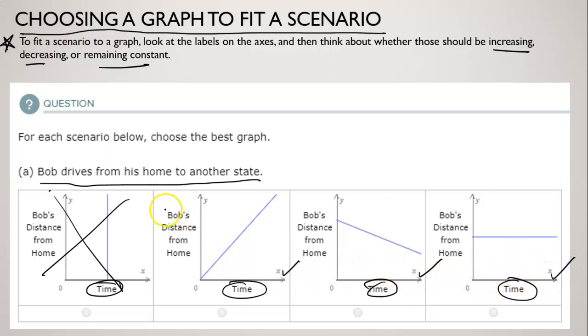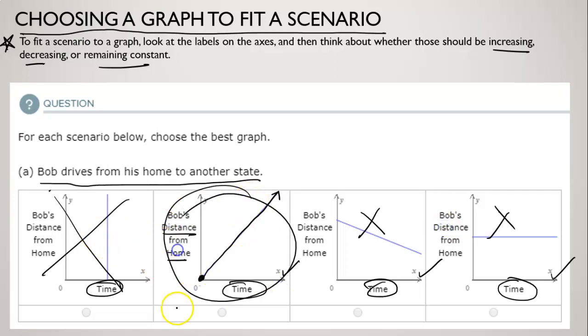So we're going to have to look at the distance from home to clarify this. So Bob drives from his home to another state. This is his distance from home. So when he starts, he should be at 0 because he is 0 miles from his home. And as he drives, his distance from home should be increasing. Neither of these fit that scenario, so we would choose this example.